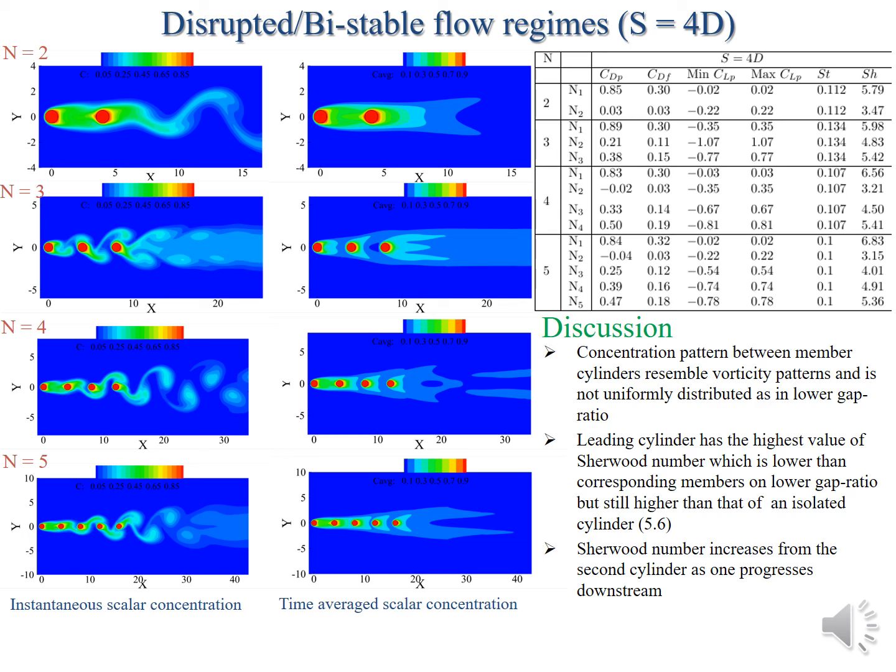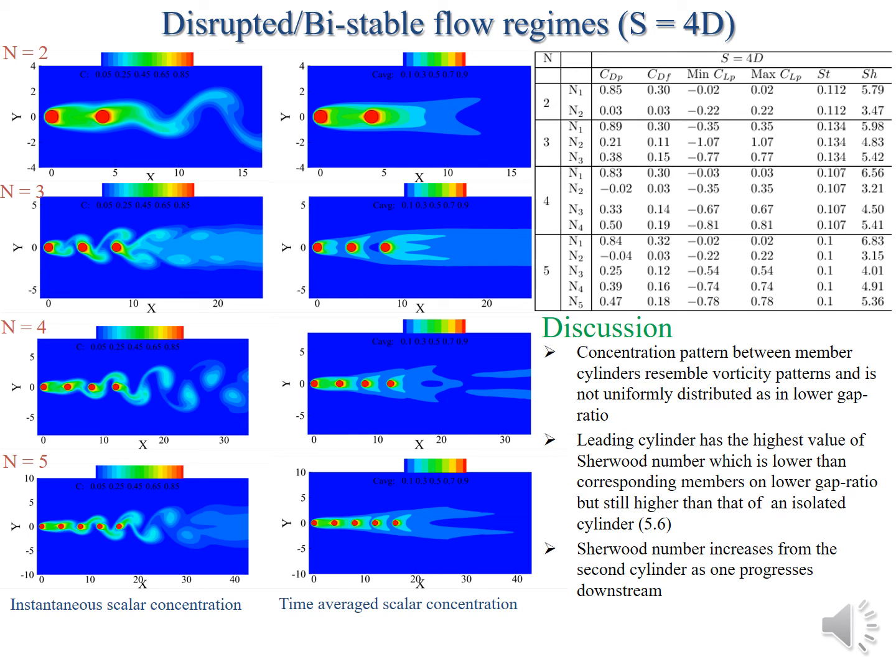The other thing that happens is that this is opposite to the reattachment regime: from the second cylinder, as you move downstream, the mass transfer coefficient increases, while on the other side it was decreasing. But the same thing happens insofar as Strouhal number is concerned, because all the members in the structure have the same Strouhal number.